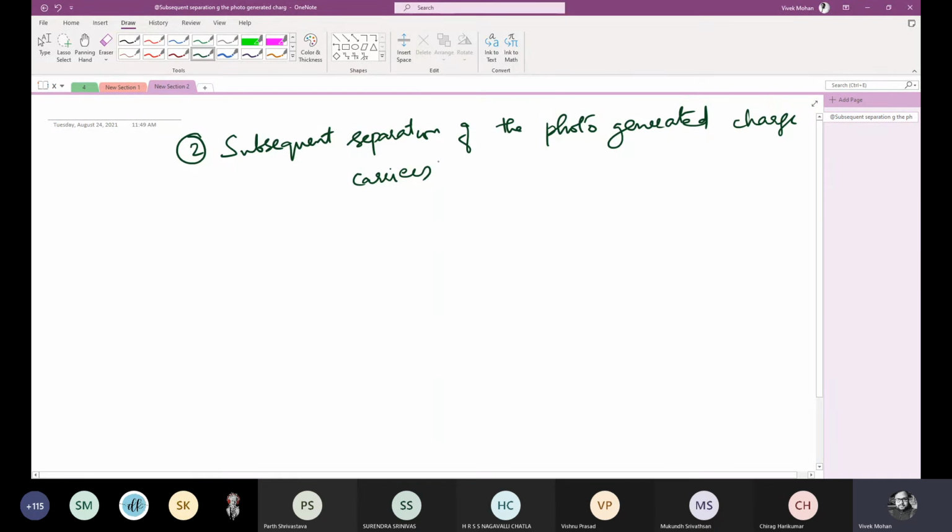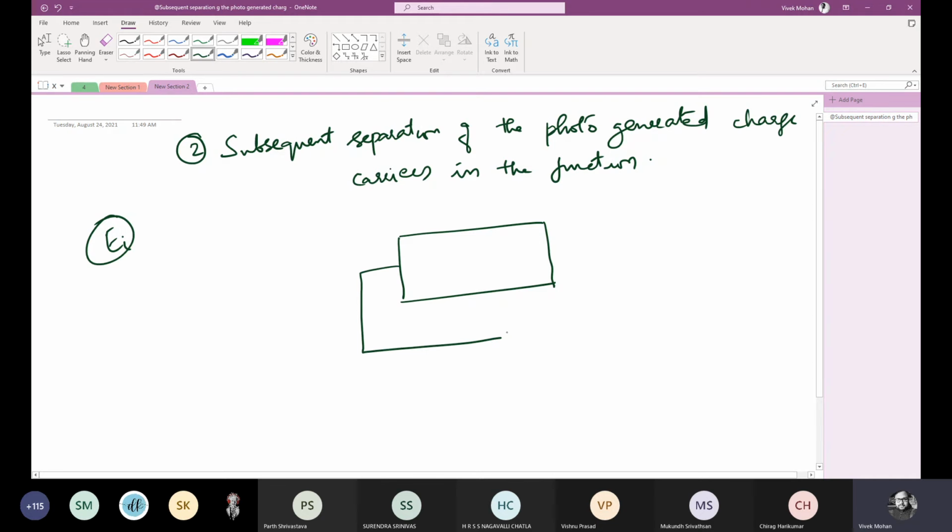Generation of charge carriers is already discussed in the first step. Now, separation of the photo generated charge carriers in the junction. So usually the electron hole pairs will recombine. Then the electron will fall back to the initial energy level EI. The energy will then be released either as a photon or transferred to other electrons or holes subsequently. I'll now draw a figure showing how this subsequent separation happens.